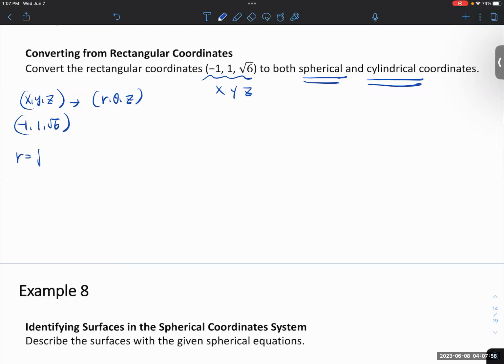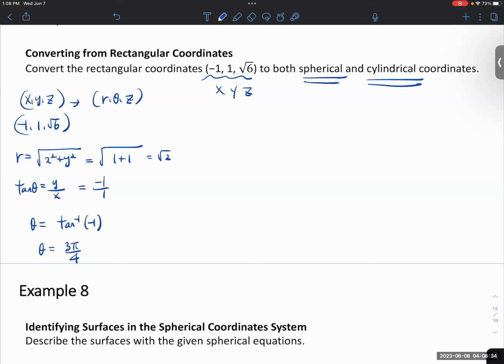So r is going to be radical x squared plus y squared. And then tangent theta is y over x. So we can find out r. 1 plus 1 equals radical 2. Tangent theta is y over x, 1 over negative 1. So theta is going to be tangent inverse of negative 1. So theta will be 3 pi over 4. And z is going to be the same, radical 6. So this is going to be radical 2, 3 pi over 4, and radical 6, right?